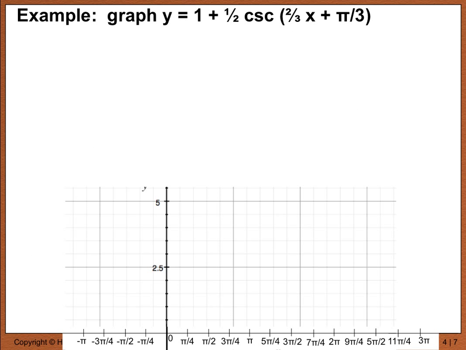Continuing the same example then, we're going to graph y equals 1 plus 1/2 cosecant of 2/3 x plus pi over 3. So without graphing yet, I'd like you to pause the video, figure out what you can just from the equation, put it all in terms of A, B, C, and D, and get your start angle and horizontal shifts, etc. and then resume when you have that information.